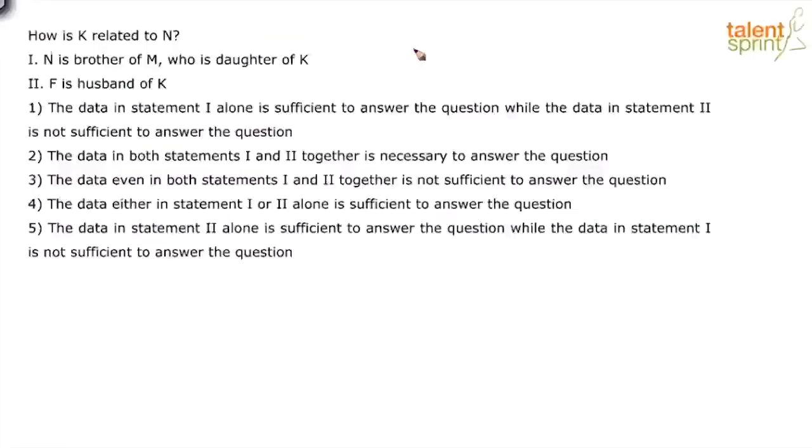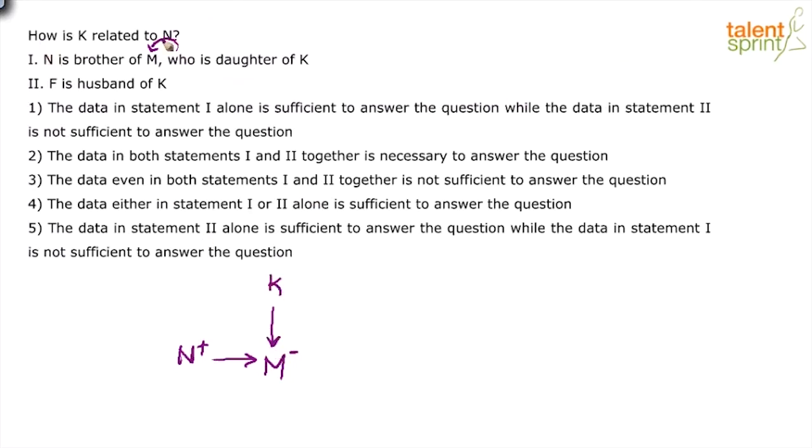Option 1. How is K related to N? Try this. Statement 1. N is the brother of M. Family tree, right? Straight. Don't get confused. N is the brother of M. Who is the daughter of K? Who here refers to M? Who is who? M. M is the daughter of K.